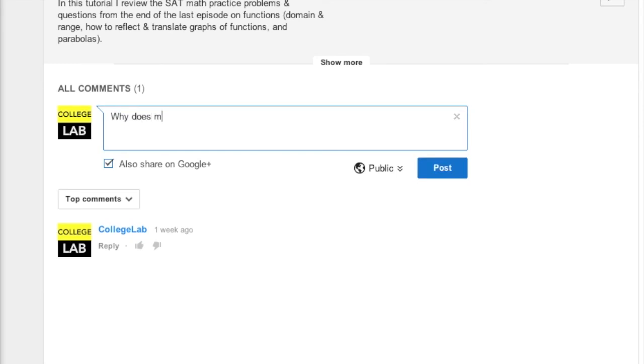Or about whatever else is on your mind, like, why does my dog always eat my homework?